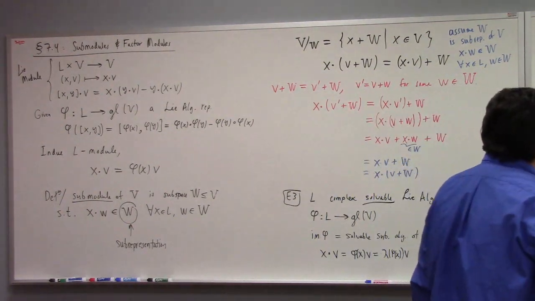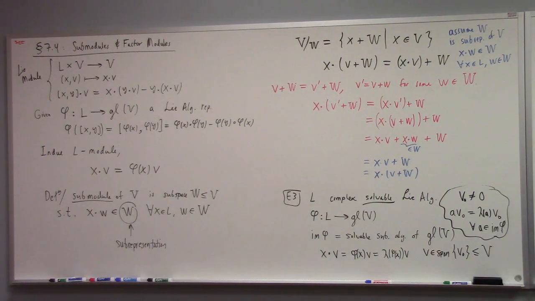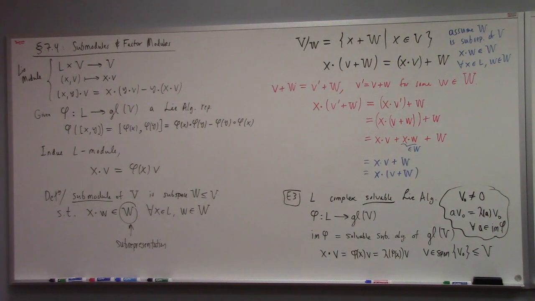Okay, so let's see here. By definition, this is [x,y] dot v plus W, right? And then since this is an L module action, we have that's x dot y dot v minus y dot x dot v plus W, right? Yes.